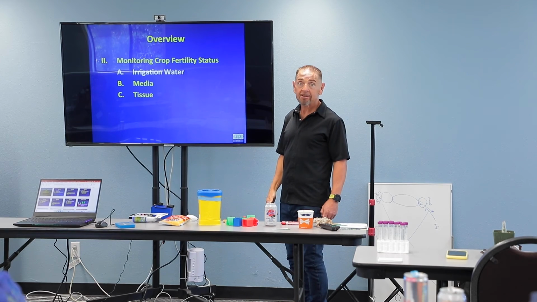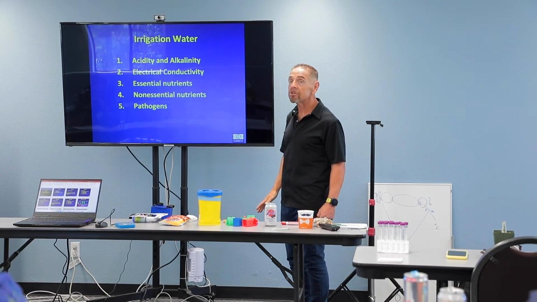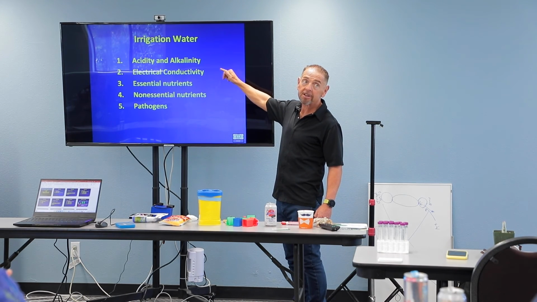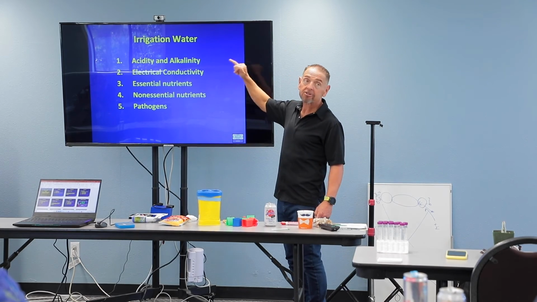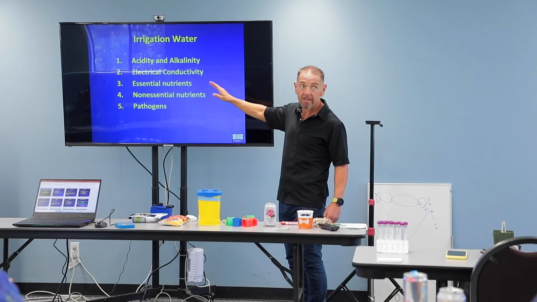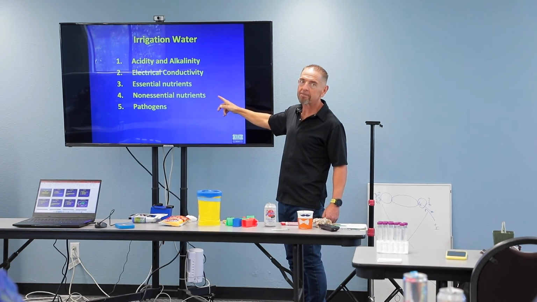Irrigation water. So, Gerry's going to do it. There are different things you can look at with water quality: acidity and alkalinity, which we're going to talk about; the electrical conductivity; the essential nutrients, which we'll touch on; and non-essential nutrients, which we need to point out because they play a role.